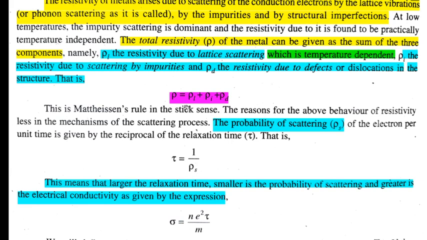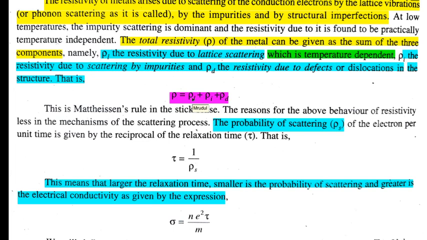So the resistivity is put into three segments. Earlier we have seen that the resistivity is made up of two parts, the independent of temperature and the dependent of temperature. Now the further detail of the resistivity tells us that the resistivity can basically be categorized into three parts. One is rho L, that is called the lattice scattering.